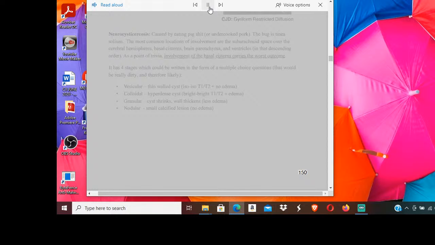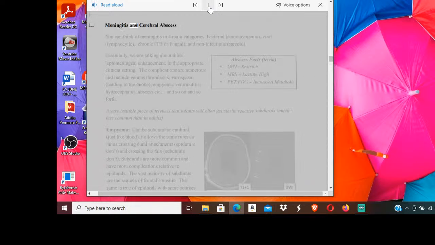150. Meningitis and cerebral abscess. You can think of meningitis in 4 main categories: bacterial, acute pyogenic; viral, lymphocytic; chronic, TB or fungal; and non-infectious, sarcoid. Essentially, we are talking about thick leptomeningeal enhancement in the appropriate clinical setting. The complications are numerous and include venous thrombosis, vasospasm leading to stroke, empyema, ventriculitis, hydrocephalus, abscess, and so on and so forth. Abscess facts, trivia: DWI restricts, MRS lactate high, PET FDG increased metabolic.